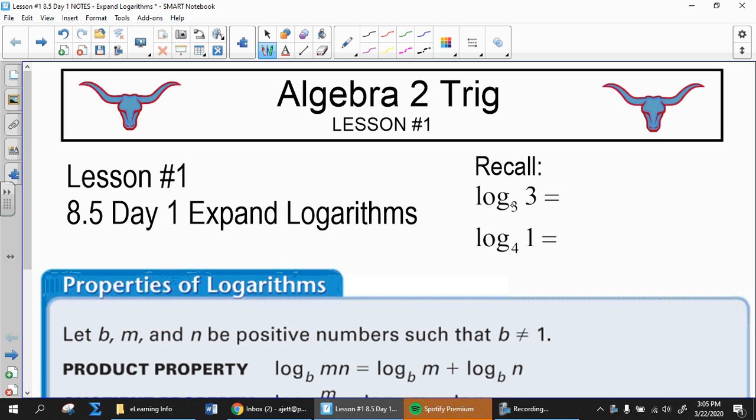Remember, if you have log and the base and this number are both the same, remember that's the same thing as saying 3 to some power equals 3, which we know that anytime we get this, that's always going to equal 1. Same thing down here, if we have 4 to some power equals 1, so anytime we have a 1 here, no matter what this base is, that's always going to equal 0.